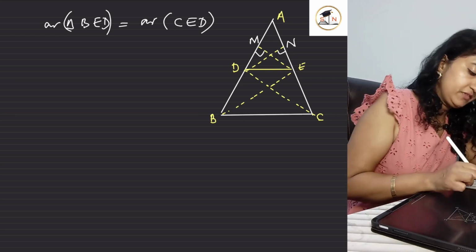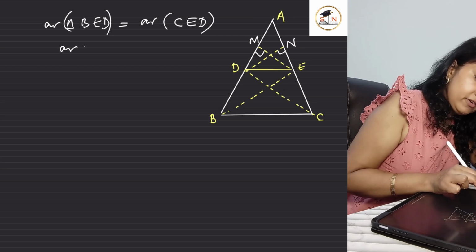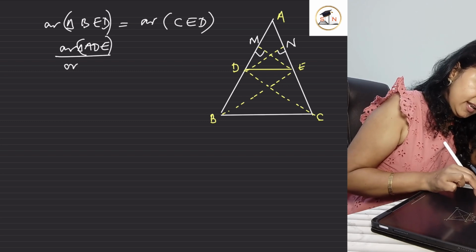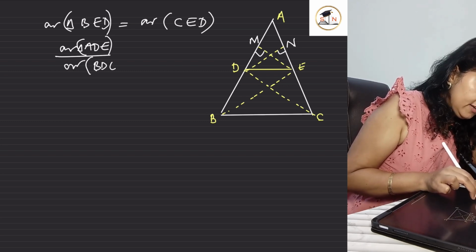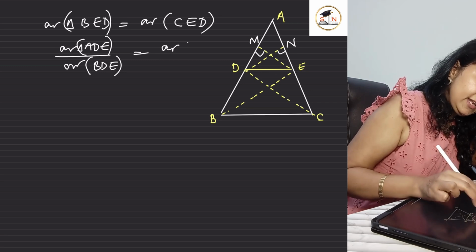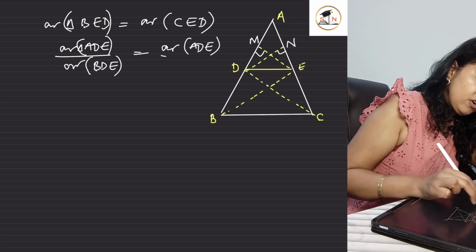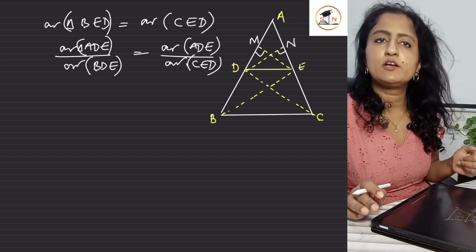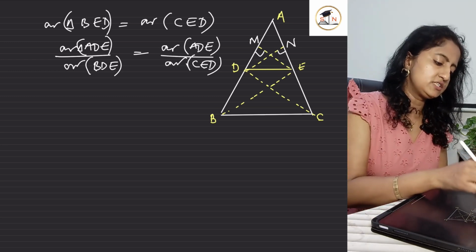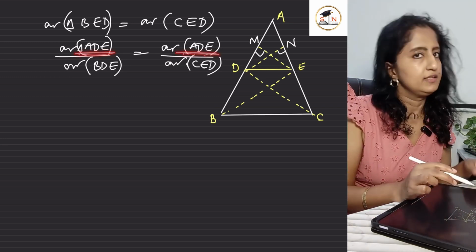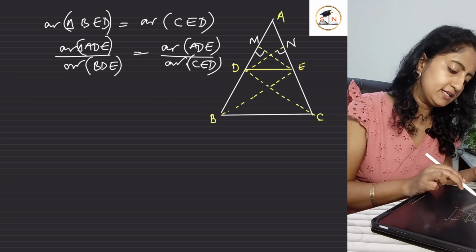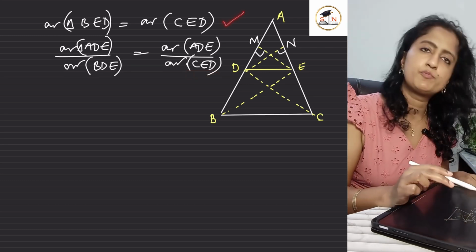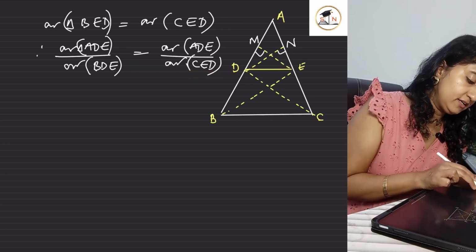So what are we going to do now? Area of triangle ADE over area of triangle BDE equals area of triangle ADE over area of triangle CED. How did we do this and why did we do this? See, in the numerators, we have written ADE equals ADE. That is obviously same triangle. In the denominators, we wrote BDE and CED, which we just proved, right? Over here we could write therefore.